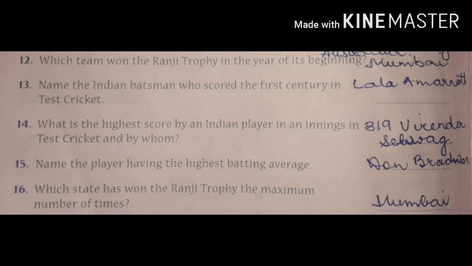Number 13, name the Indian batsman who scored the first century in Test cricket. That is Lala Amarnath. Number 14, what is the highest score by an Indian player in an innings in Test cricket and by whom? The highest score is 319 and it was made by Virender Sehwag. Number 15, name the player having the highest batting average. That is Don Bradman. Number 16, which state has won the Ranji Trophy the maximum number of times? The state is Mumbai, and this year also Mumbai won it.